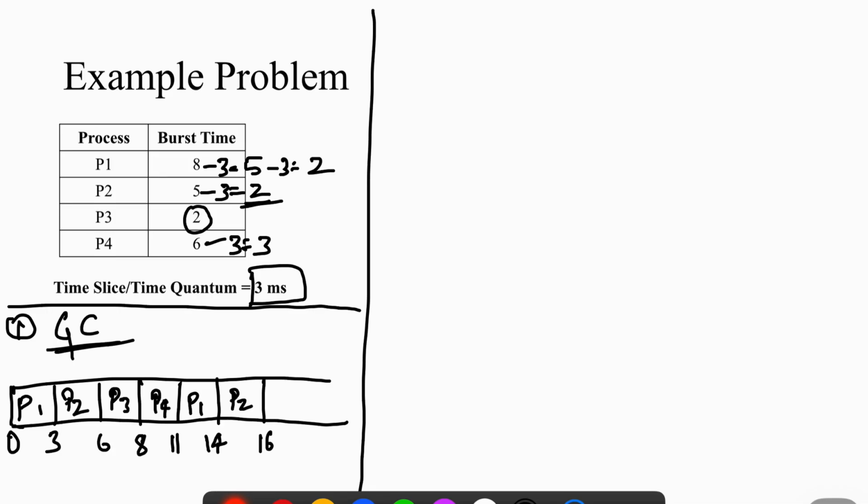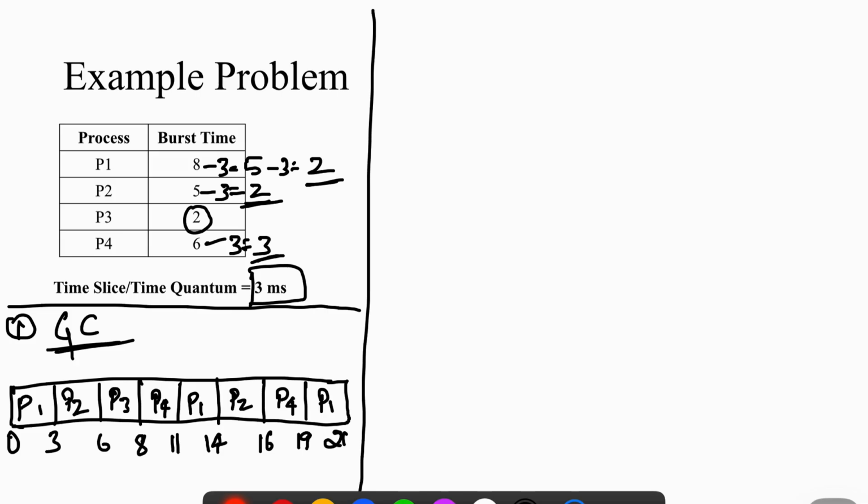P3 is already completed, not required. Then I have P4 with remaining 3. So it is 16. So it becomes 17, 18, 19. And now 2 rounds are over. Now I am coming to the third round. So what happens here? I'll again take P1, which is remaining with only 2 milliseconds. So it becomes 19, 20, 21. So the Gantt chart is over.